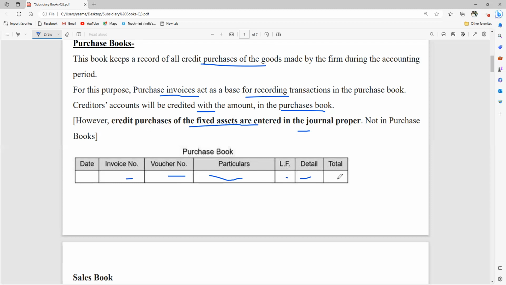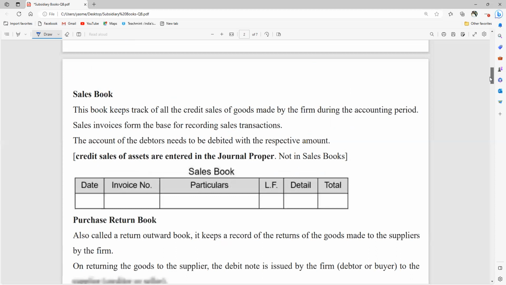But here, purchase books record only the goods purchased, business goods purchased, which will be sold later in the market on a credit basis. Purchases on a credit basis should be recorded in a purchase book. If it is a fixed asset, machinery, or any other asset, land, building, furniture, pictures, anything, that should not be recorded in a purchase account. You know why? It is because that is relating to a fixed asset and that should be recorded in a journal proper.